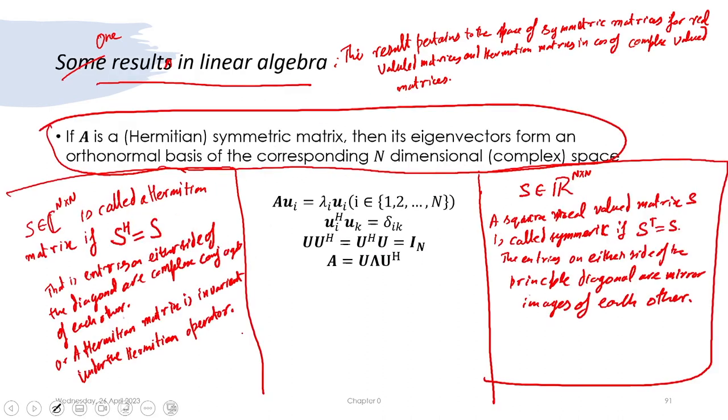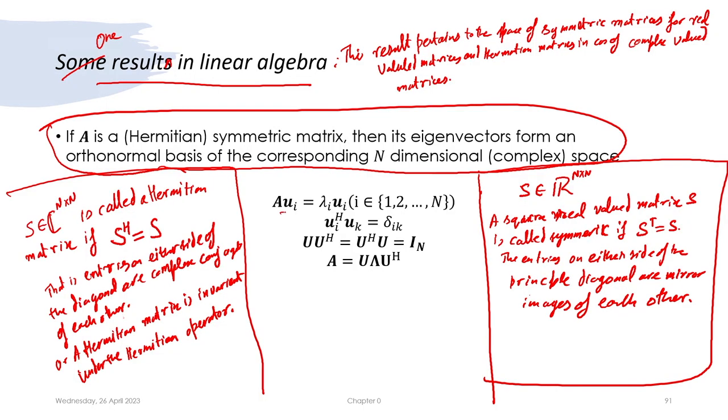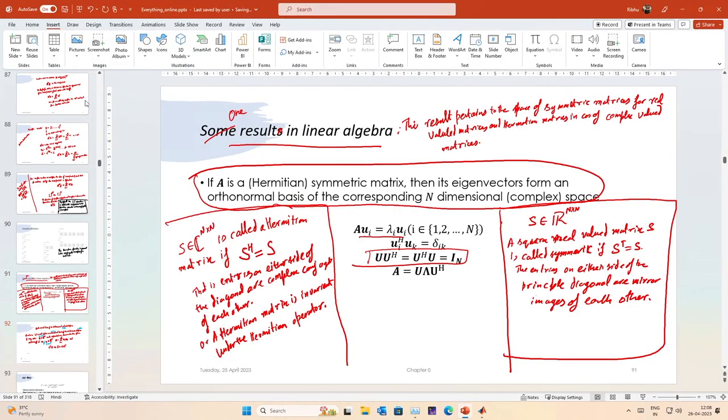Now, coming back to our result. The result states that if A is a Hermitian symmetric matrix, then its eigenvectors form an orthonormal basis of the corresponding n-dimensional complex space. That is, the eigenvectors that are defined like this form an orthonormal basis. Fine. So, that said, let us add another slide and see what this means.